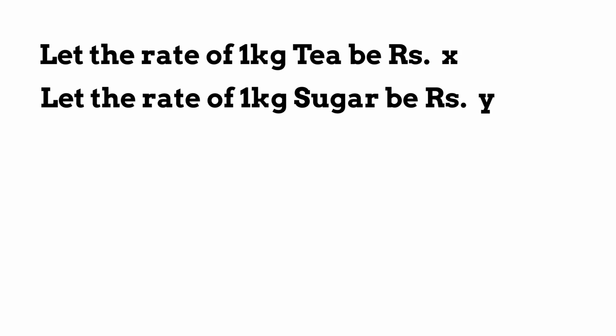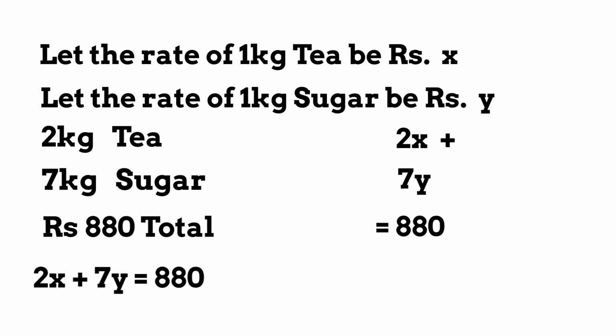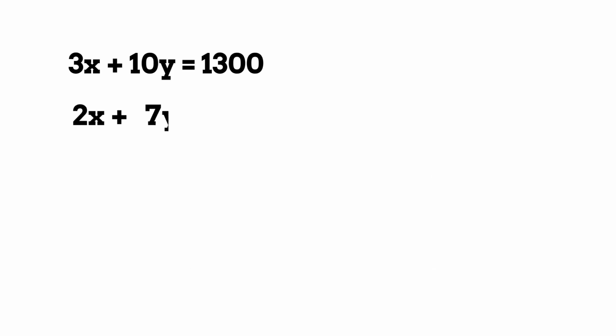According to the second condition, 2x + 7y = 880. Let's call this equation 2. Now let's solve the two equations simultaneously.